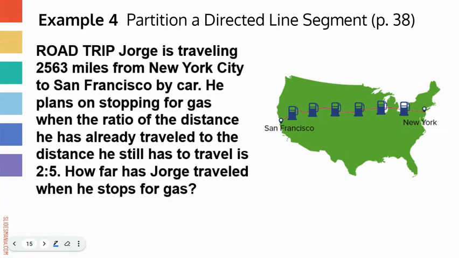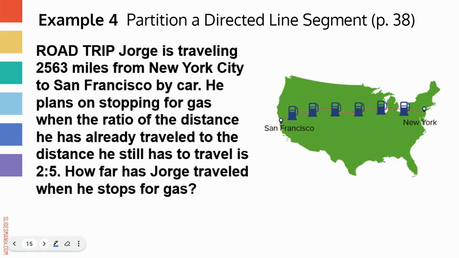Okay, example 4. This is on page 38. We have a road trip. Jorge is traveling 2,563 miles from New York City to San Francisco by car. That is a far drive. He plans on stopping for gas when the ratio of the distance he has already traveled to the distance he still has to travel is 2 to 5. So how far has Jorge traveled when he stops for gas?